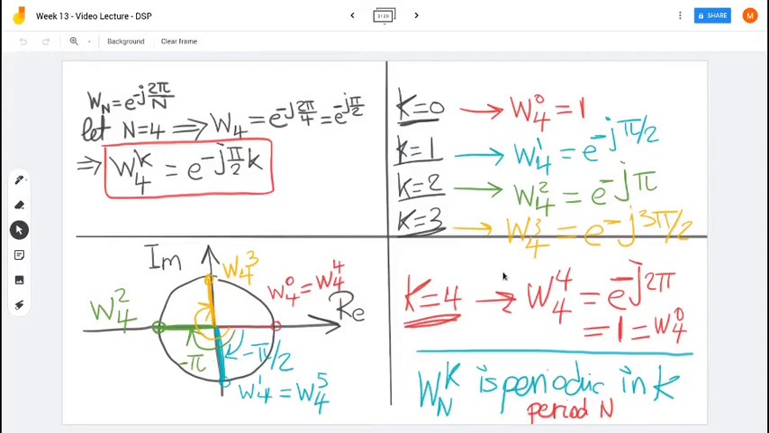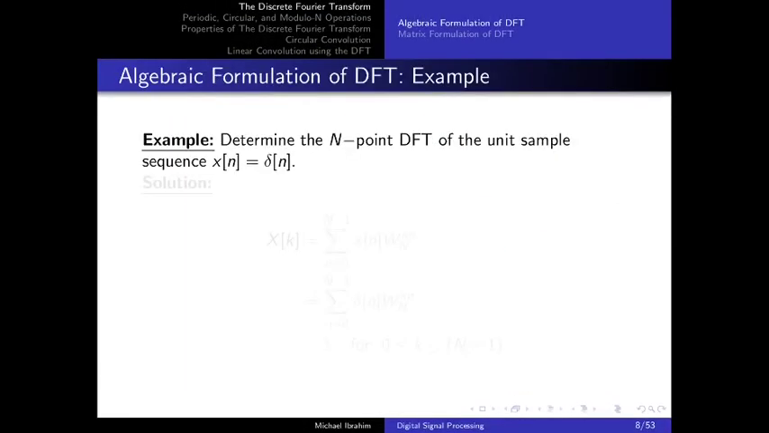So for instance, W4 to the power 1, which is e to the negative j pi by 2, will be simply equal to minus j. And e to the minus j pi will be minus 1. And e to the negative j 3 pi by 2 will be positive j. So you can compute the values of these complex numbers either using Euler's equation or directly from the complex domain. It's very straightforward.